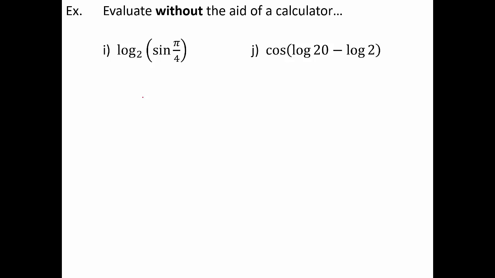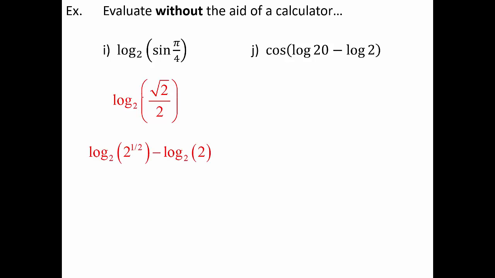So, starting with sine of pi over 4 using the unit circle, sine of pi over 4 is still going to be root 2 over 2. All right, from here, we can either rewrite root 2 over 2 as 2 to a power, or we can just jump to the quotient rule. That's the rule I like to use. So I'm going to start by breaking it apart.